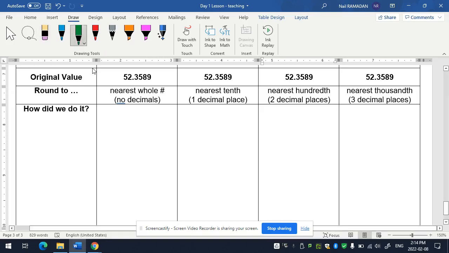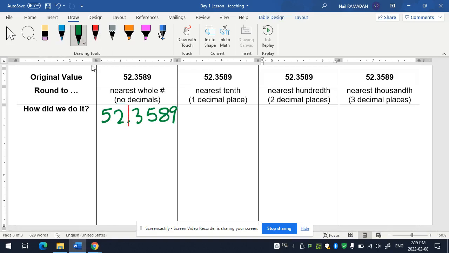Okay. So the first one, 52 point, or decimal point, 3589. Here I want to show how many decimals? No decimals. So where do I cut my number? Right at the decimal point. Yes, right at the dot. Right here. The dot is still there, but it's being cut.